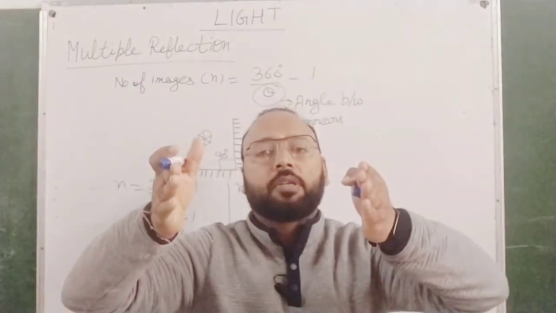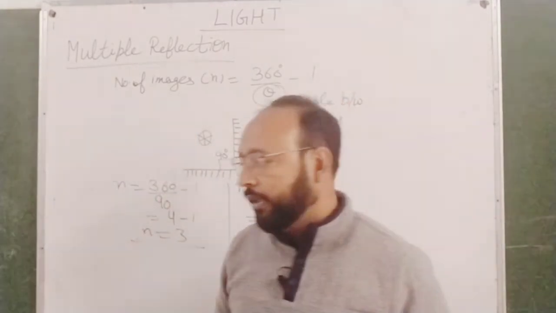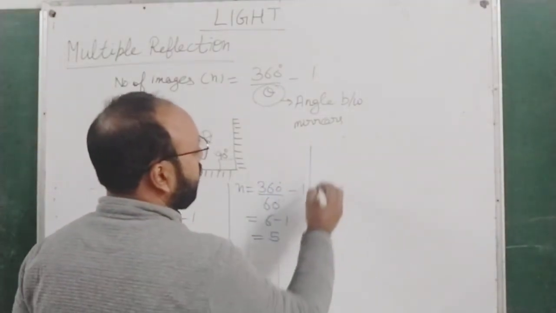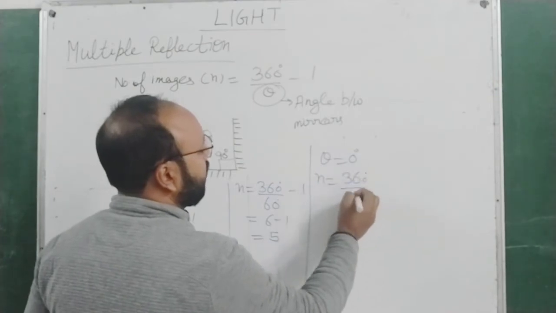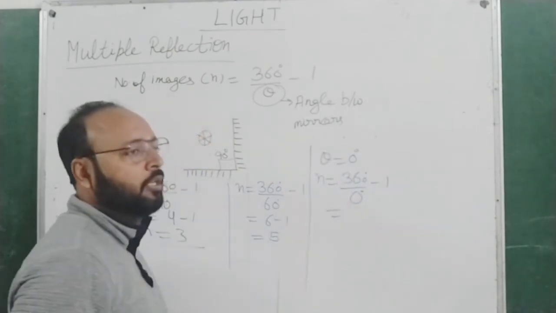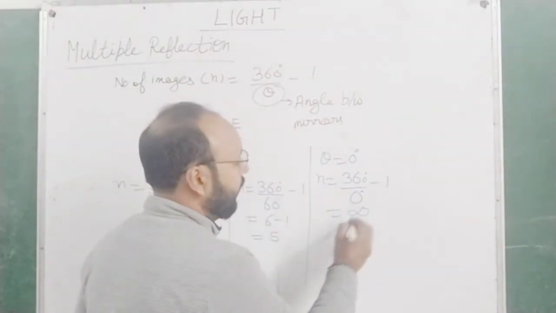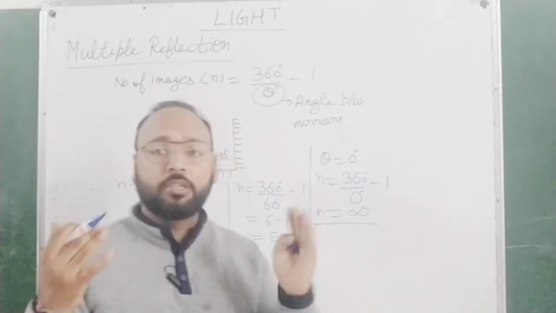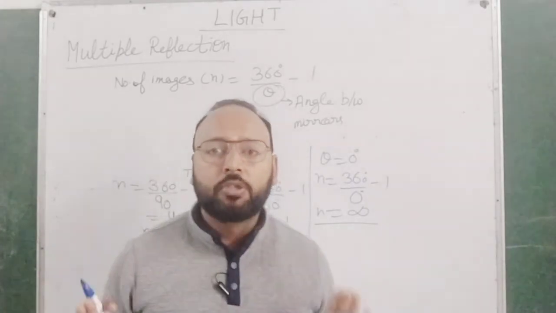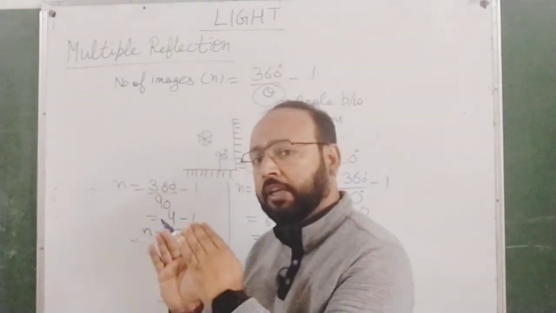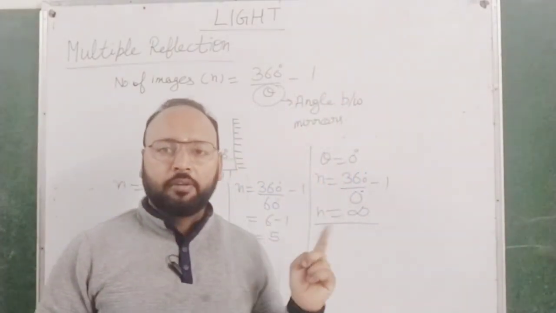What happens when the mirrors are placed parallel to each other? When the mirrors are parallel, theta will be 0 degrees. So n is equal to 360 degrees by 0 minus 1. Something divided by 0 becomes infinite. Infinite means uncountable. Try to count the images. You will not be able to count the images formed when you stand in front of the mirror. This is the meaning of multiple reflection.